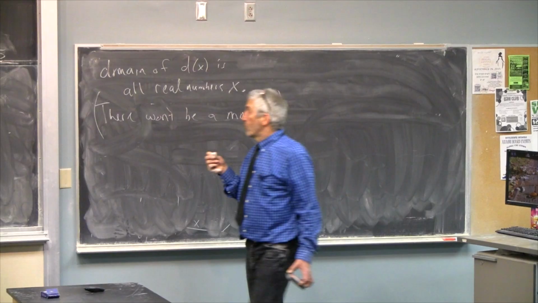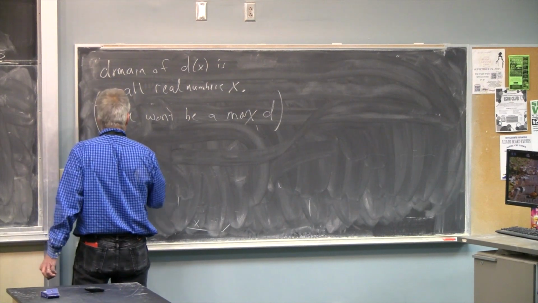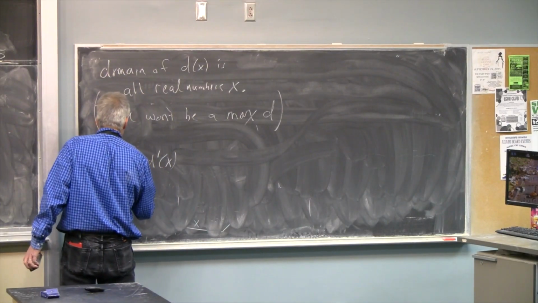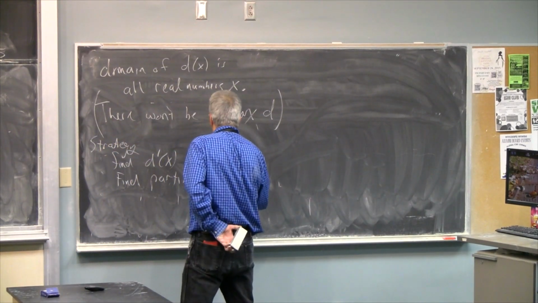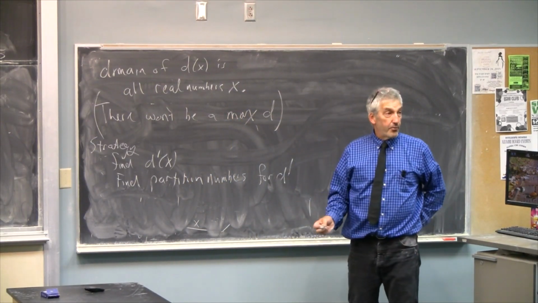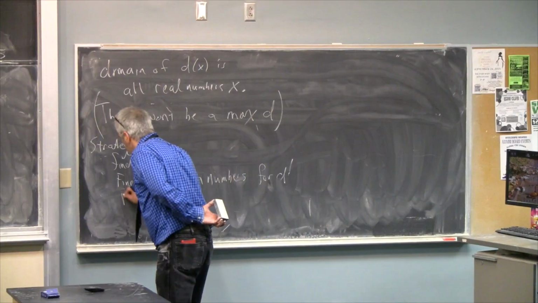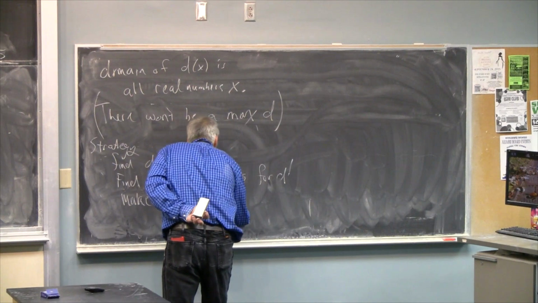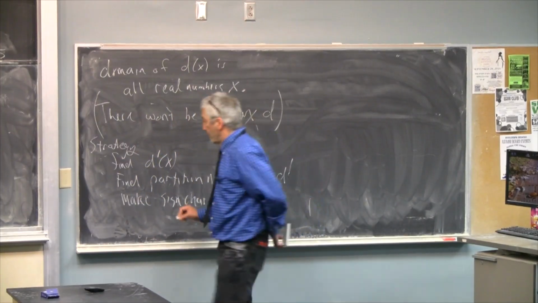Say it again? Yeah, so we're going to study d prime. We're going to find d prime, we're going to find the partition numbers for d prime, and then we're going to make a sign chart for d prime to figure out where d prime is positive and negative and 0 and undefined. And then use that sign chart to answer our question.